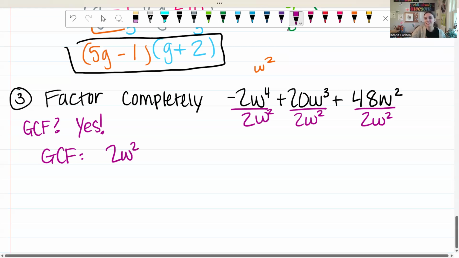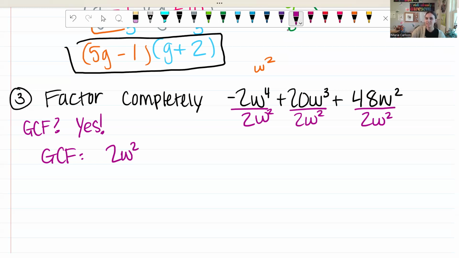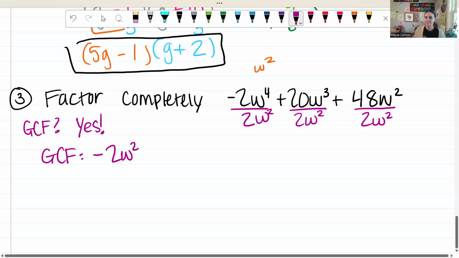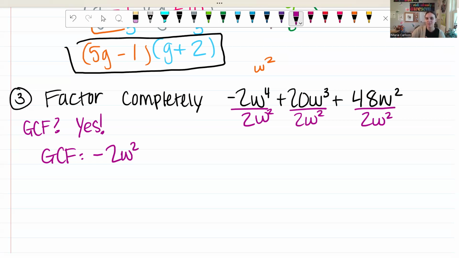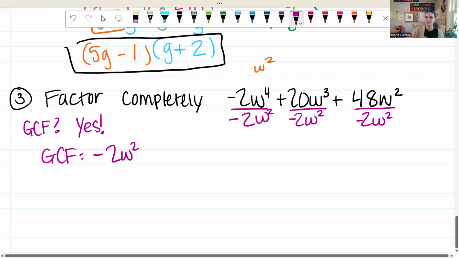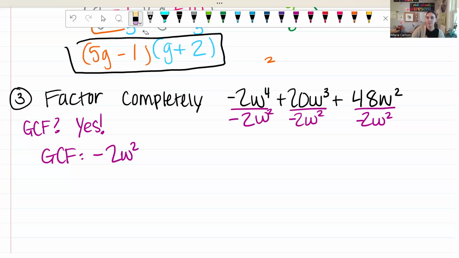And lastly, notice that there's a negative in front. That is an issue. We can't have this negative in front, so our GCF, we're going to make that negative. That way the first negative in front goes away. Seems kind of weird, probably not a greatest common factor anymore, but we're going to factor out a negative as well. That way we have a trinomial that starts with just w squared. All right, so let's factor this out.